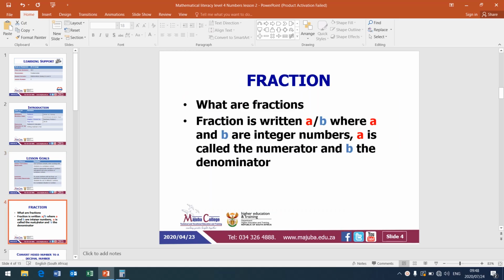Today, let us look at the fraction. First of all, we must define fraction. What are fractions? A fraction is written A over B, where A and B are integer numbers. A is called the numerator and B the denominator.